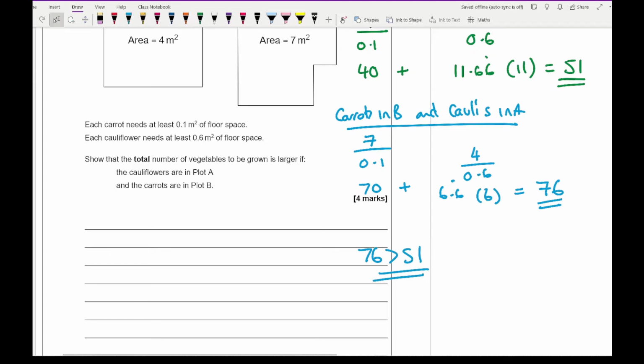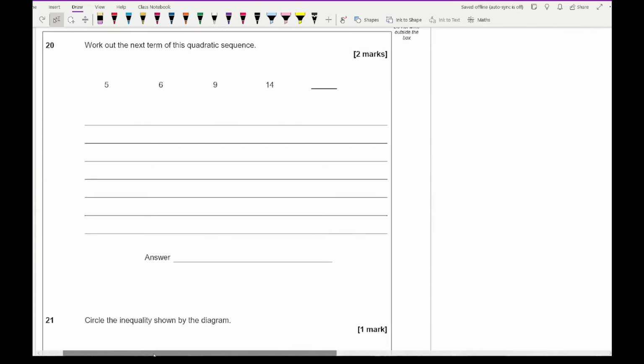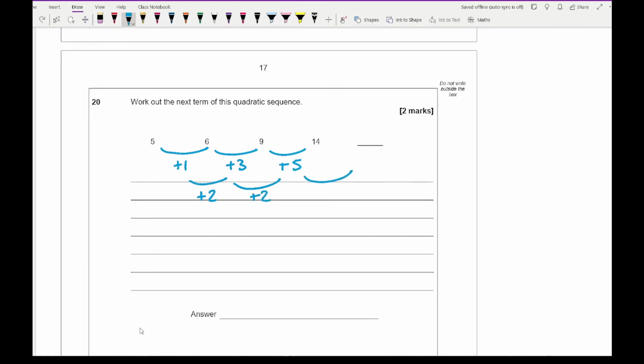Then moving on to the next question, question 20, it says work out the next term in the quadratic sequence. Well, if we look at the difference, we've got +1, +3, +5. We then look at the double difference, that's going to be +2, +2. So that means the difference between the next one is going to be +2. So that's going to be +7. So the next number then is going to be 21.